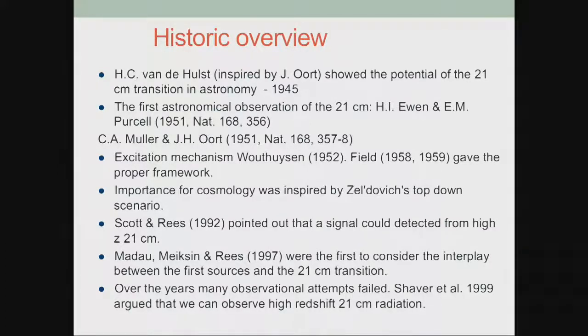The only person that was pushing H1 as a probe of high redshift stuff is Martin Rees. And he would have a paper every decade almost with one of his students or collaborators. There is a paper before this with Greg Hogan and Rees, something like a decade before, '82, '83. And then Scott and Rees pointed out that this is possible. Everybody ignored them until this paper came. So this paper is really the beginning of this field in terms of the theory. It's by Piero Madau.